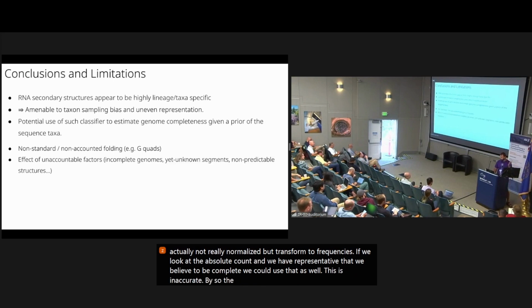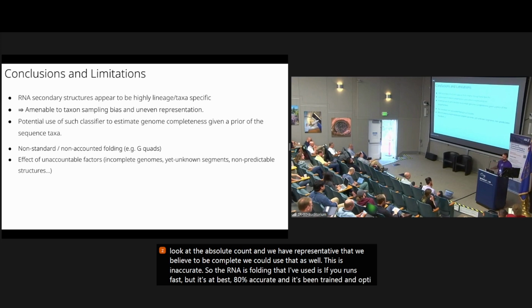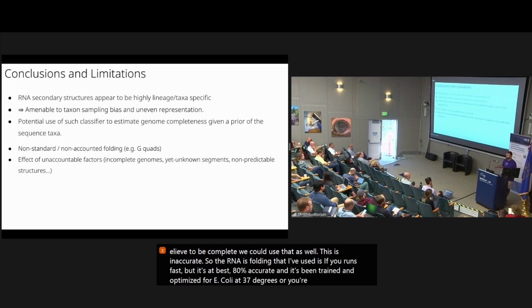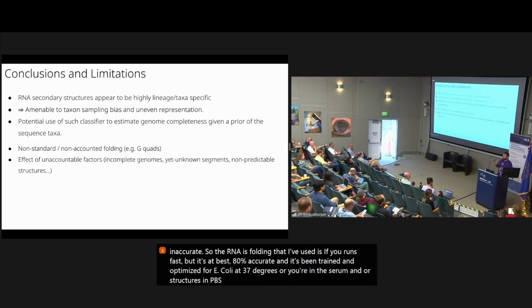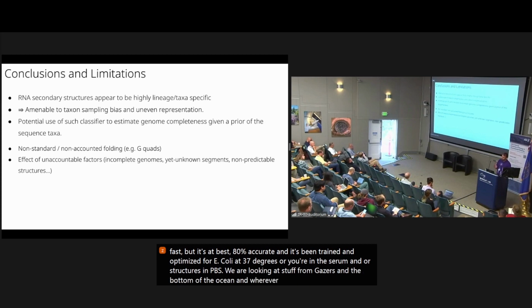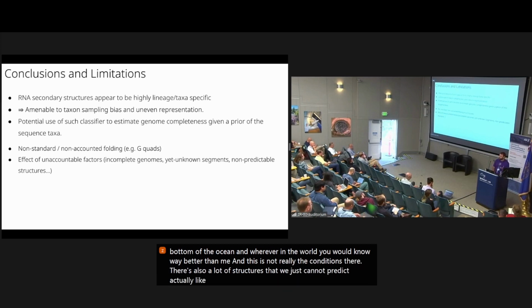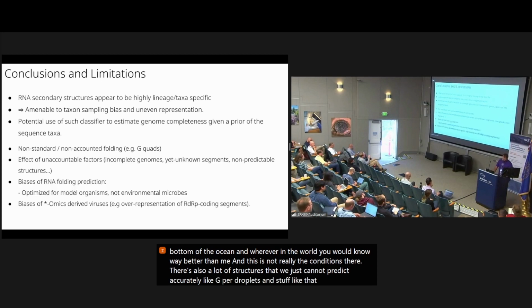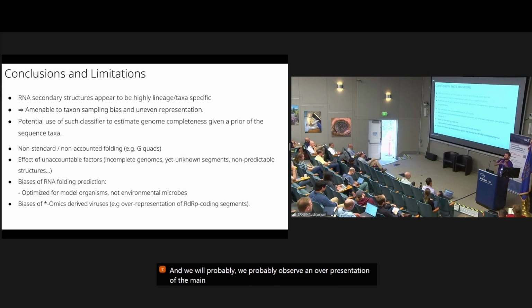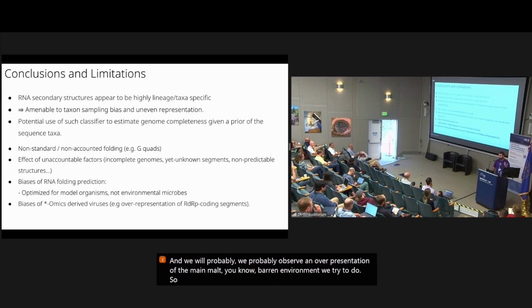This is inaccurate. So the RNA folding that I've used runs fast, but it's at best 80% accurate, and it's been trained and optimized for E. coli at 37 degrees, or human serum, or structures in PBS. We are looking at stuff from geysers and the bottom of the ocean, and wherever in the world. You would know way better than me. And this is not really the conditions there. There's also a lot of structures that we just cannot predict accurately, like G quadruplexes and stuff like that. And we probably observe an overrepresentation of the main marker gene of RNA viruses we try to do. So we still have a lot of way to go.